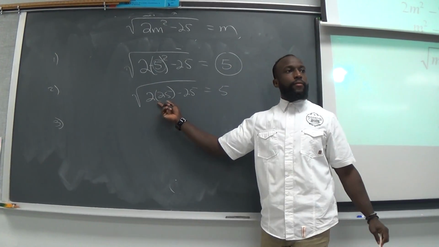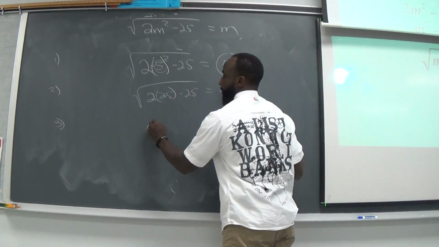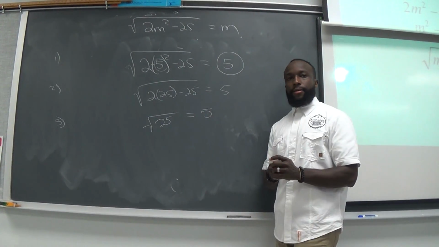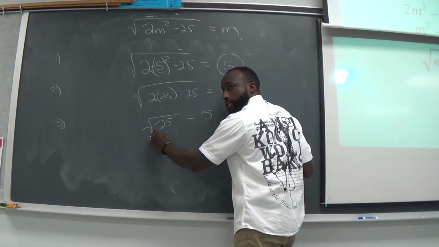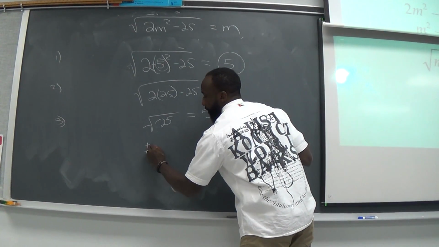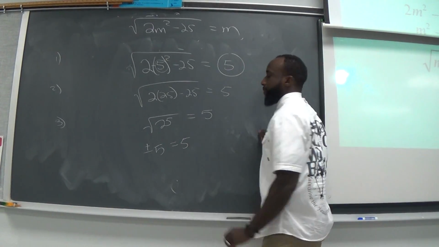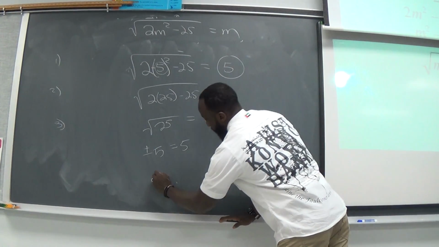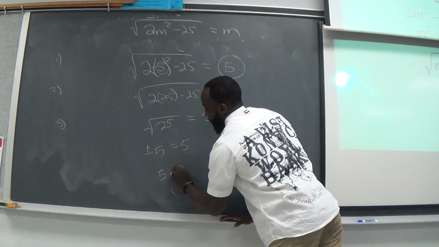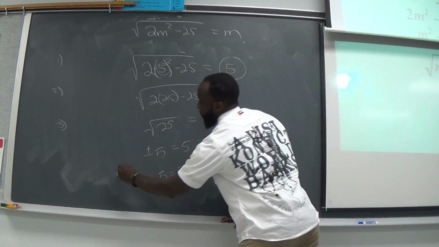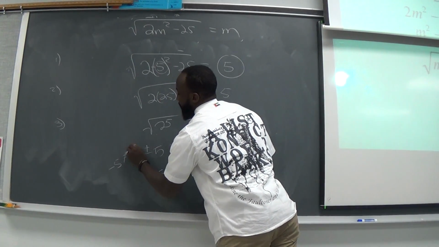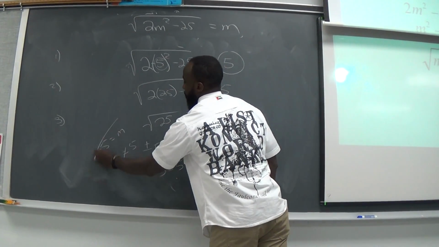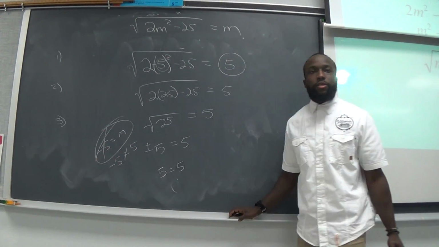50 minus 25 is 25, right? So the square root of 25 equals what? 5. But when you take the square root of 25, you get plus or minus 5. Which one is equal to 5? The plus 5. So the minus 5 does not equal 5, so minus 5 does not equal m. Negative 5 would be an excluded value.